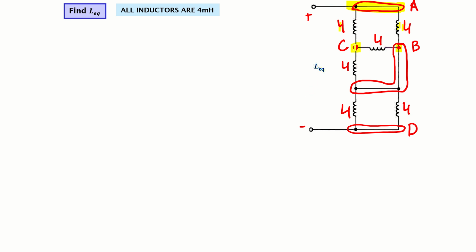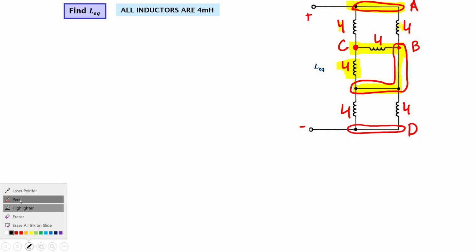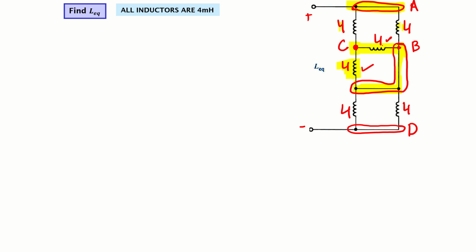But if I look at this one, it is connected between B and C, and this one is also connected sharing node C, and the second node is B. They are sharing the same nodes. So what does this mean? It means these two, this one and this one, are in parallel. So 4 parallel with 4 will give me 2 millihenry.